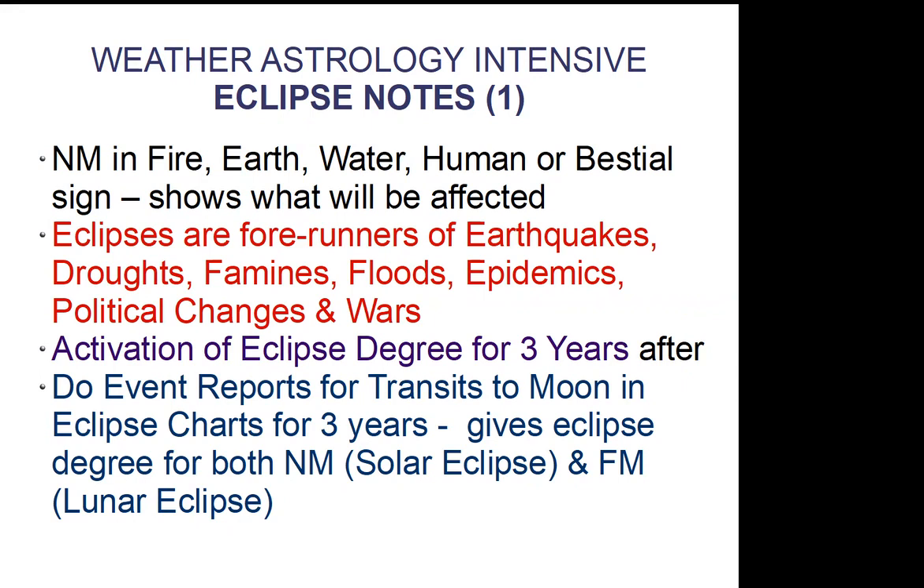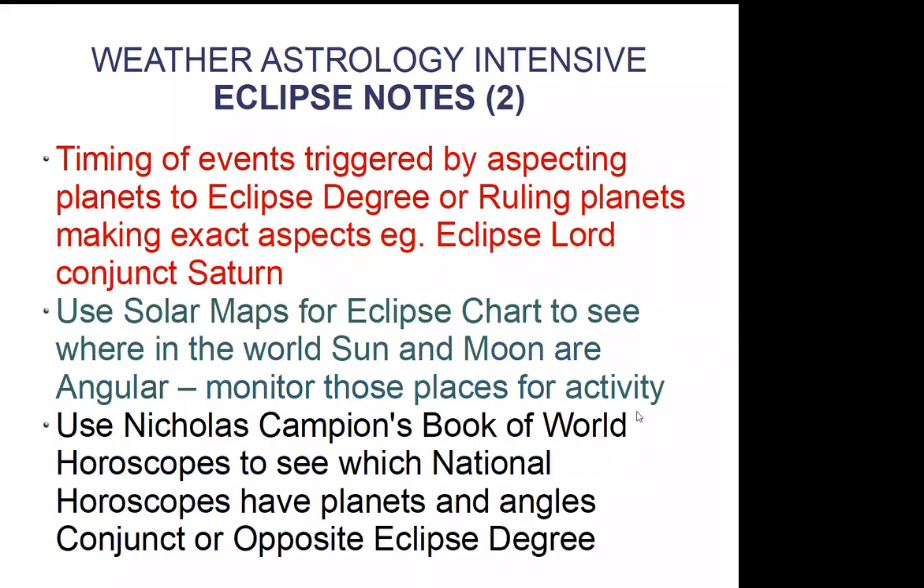So I just figured out if we use the moon: if it's a new moon, that's a solar eclipse, because the moon and the sun are together. And if it's a full moon, it's a lunar eclipse, and that is the eclipse planet. So always just use transits to the moon for 3 years, and that gives you the eclipse degree, and so you can see what is going to activate that degree for the 3 years ahead.